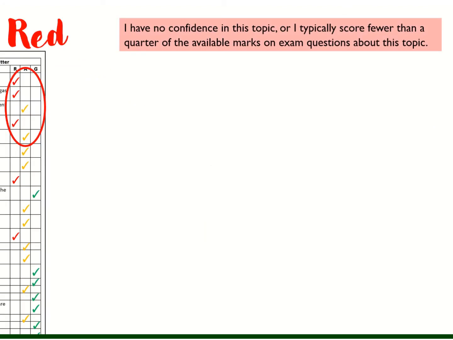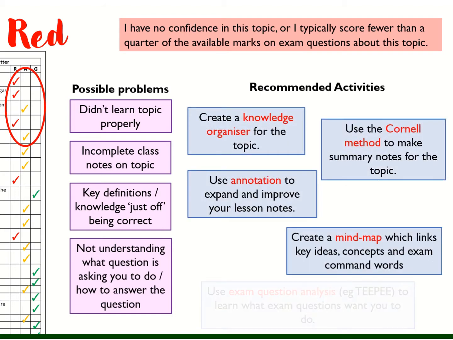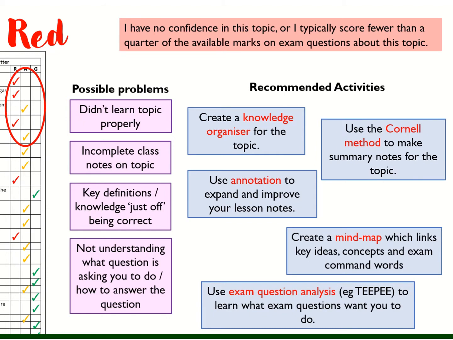If you're scoring topics as red, this generally suggests either you didn't learn the topic in sufficient depth or that you're struggling with interpreting what exam questions are asking you to do. To tackle this, I would suggest that you try creating knowledge organisers for factual information in the topic and use a simplified Cornell method to produce new lesson notes. If your current class notes are incomplete, you could revisit them to annotate each page and expand the content.